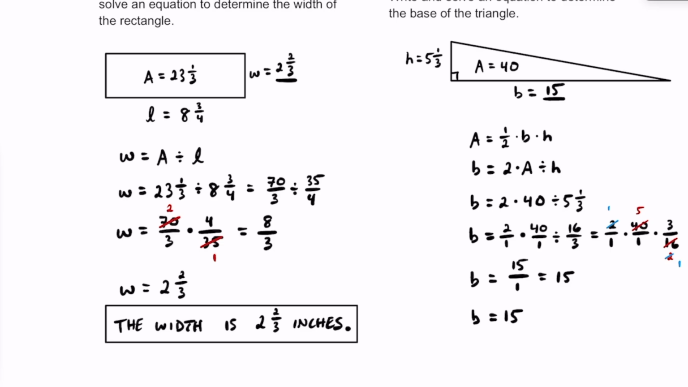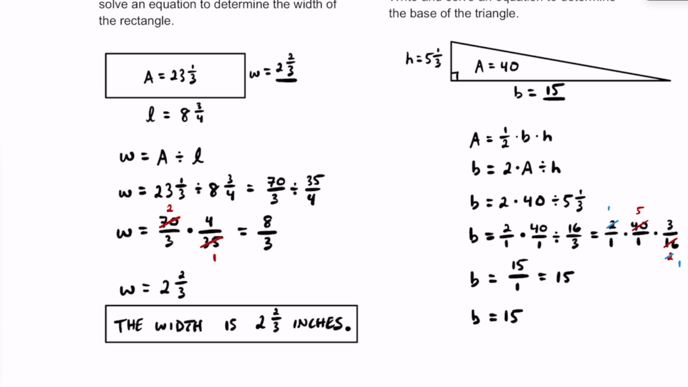And if you want to check this, what you can do is take this 15 and multiply it by this 5 1/3. You're going to see that if you multiply 15 times 5 1/3, you get 80. And if you take that 80 and divide it by 2, you do get this 40. That is the area here. So again, this formula might look a little bit strange at first, but it's really just a rearranged version of this one over here. And it's up to you how you want to think that through.